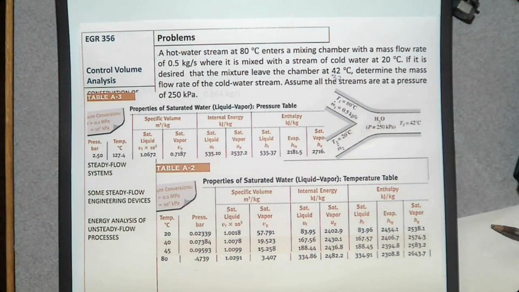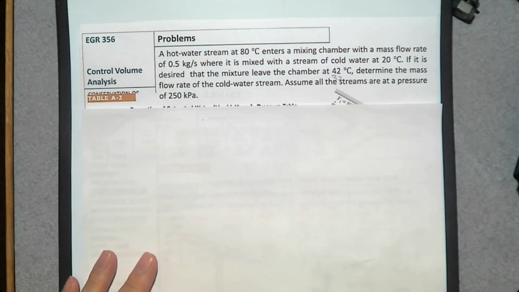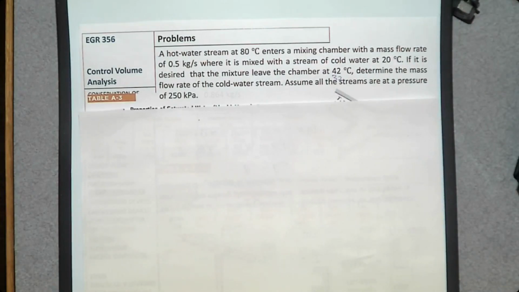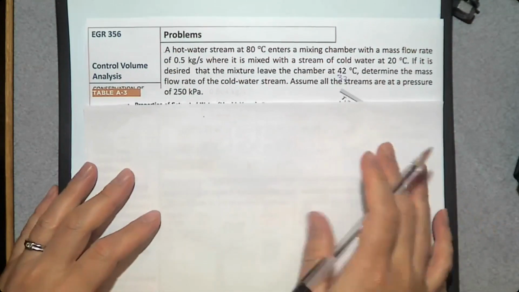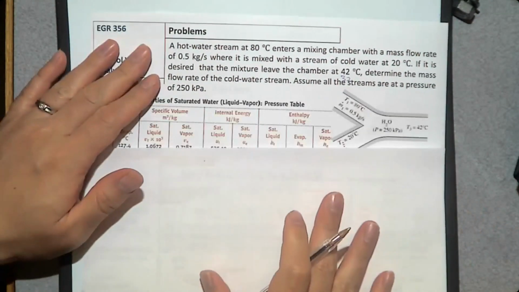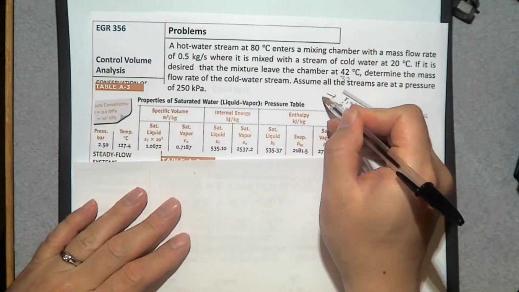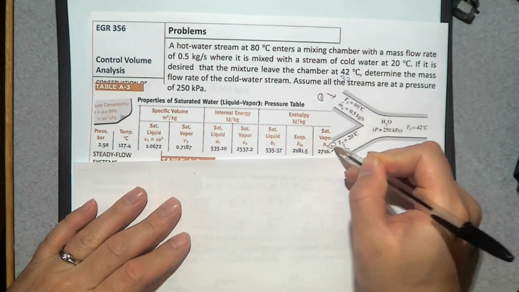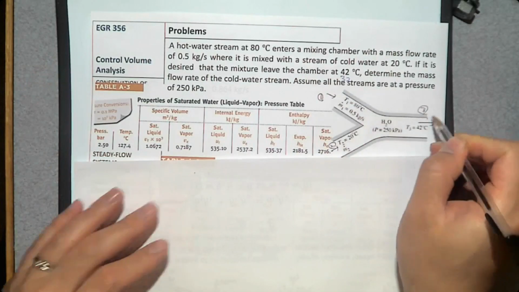Okay, let's look at this problem. We have a mixing chamber. Okay, let me write down the energy balance equation. So we have two inlets, inlet number 1, number 2, and one exit, number 3.